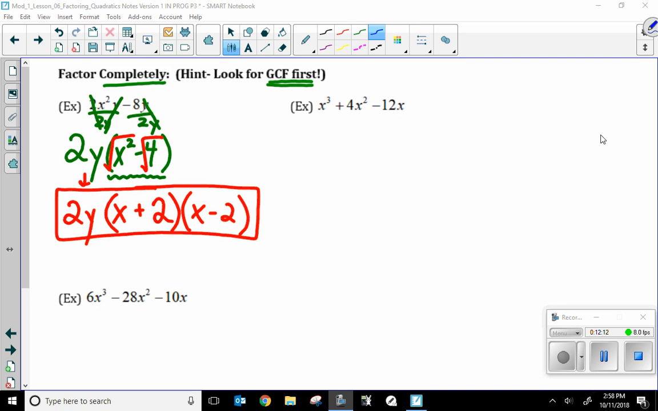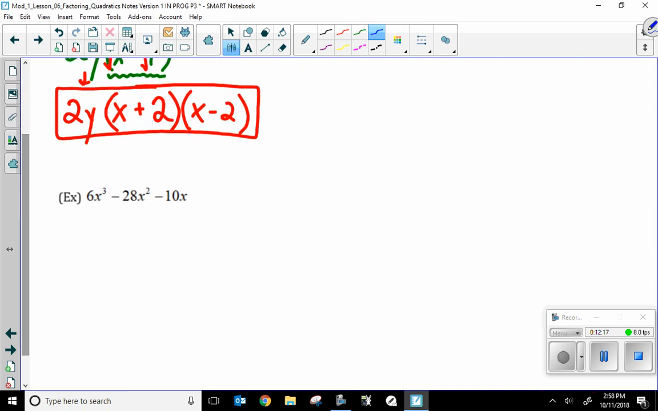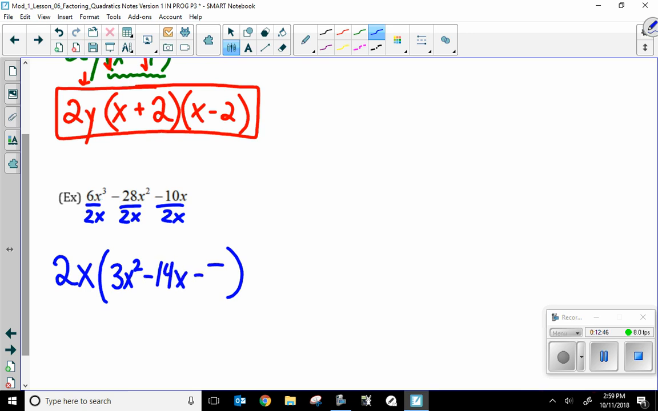Let's take a look at the next one right here. I see a 2 goes into everything. There's a 3, a 6. 3 doesn't go into 28 or 10. So I can take a 2 out of all these terms and an x. And what does that leave me with? 3x squared minus 14x minus 5.